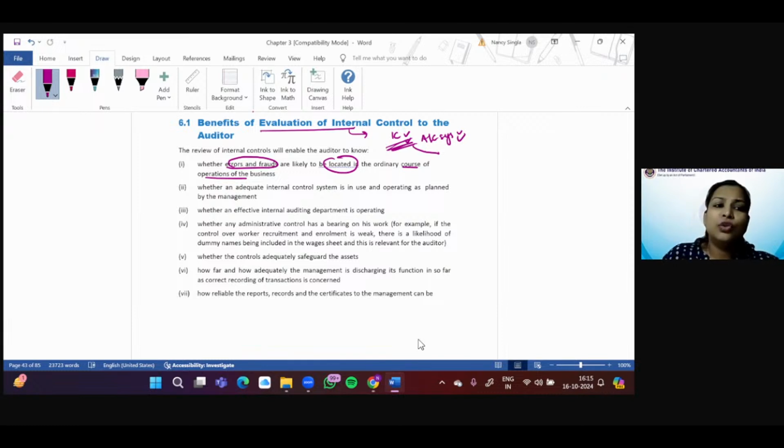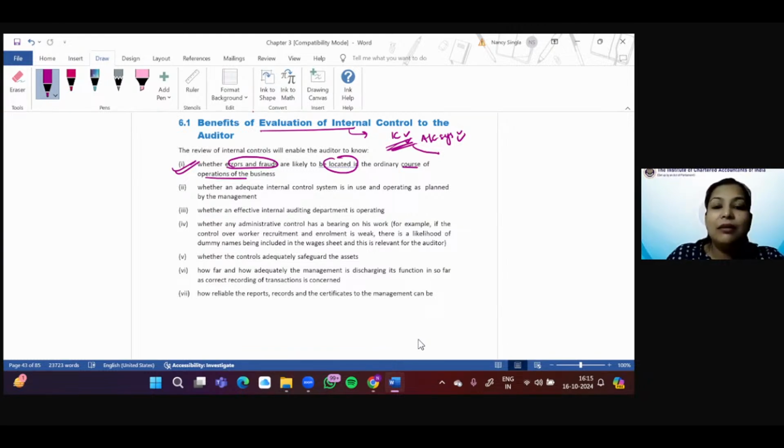Okay. So it helps the auditor to know whether the errors and frauds are likely to be located in the ordinary course of operations of the business. Why? Because internal controls are effective now. Let's say the auditor is able to understand that internal controls are working effectively, which means that if any error or fraud is there with respect to the accounting system, the same will be located.